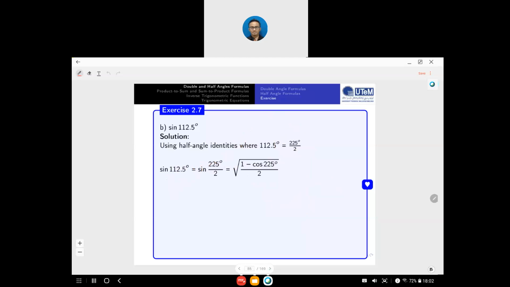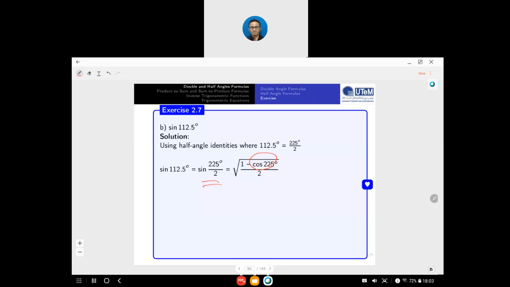So using half angle formula, it becomes 1 minus cos 225. Ni baru awak tengok. Apa reference angle dia? Okay, reference angle dia adalah 45. Okay, but it is on the third quadrant.